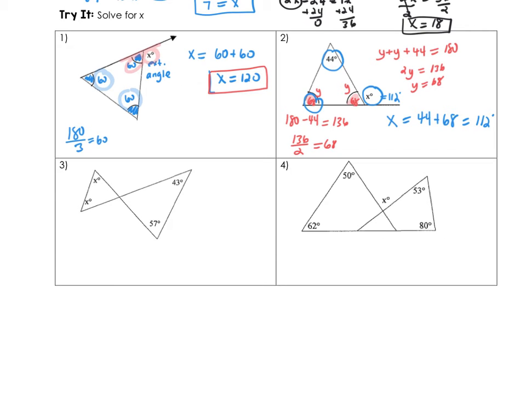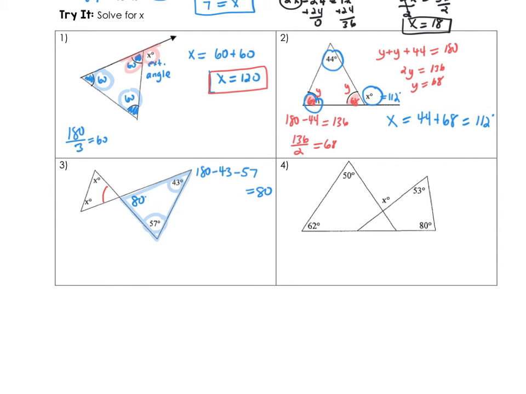Okay, on the last two problems, we're going to use the triangle angle sum. And when I think of these, I like to think of them as puzzles. So I often look for a triangle where I know 2 out of the 3 angles. And then I know I can take 180 and subtract the 2 angles that I know, the 43 and the 57, and see what that leaves me with. And what I'm left with is 80 degrees for this angle.